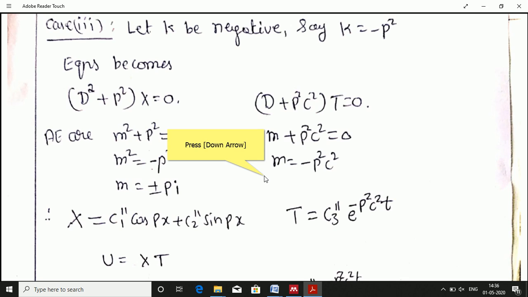The solution for capital X is c1 double dash cos px plus c2 double dash sin px. Here (D plus p squared c squared) of T is equal to 0. The auxiliary equation is m plus p squared c squared is equal to 0, m is equal to minus p squared c squared. So the solution for capital T is c3 double dash e power minus p squared c squared t, because it is a real root.